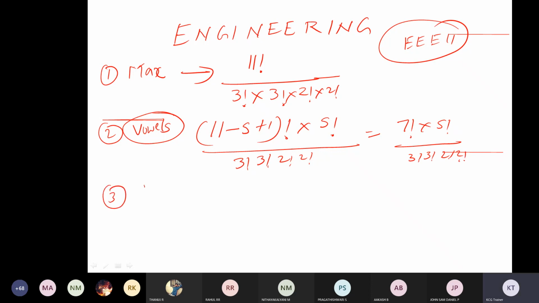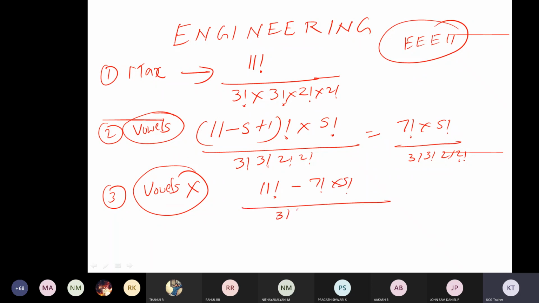Now the third question comes: how many maximum words possible if vowels are not together? Simply 11 factorial minus 7 factorial into 5 factorial, whole divided by repetitions. You have to calculate basics and vowels together if the question comes of not together. Everyone understood, guys, the first 3 concepts?